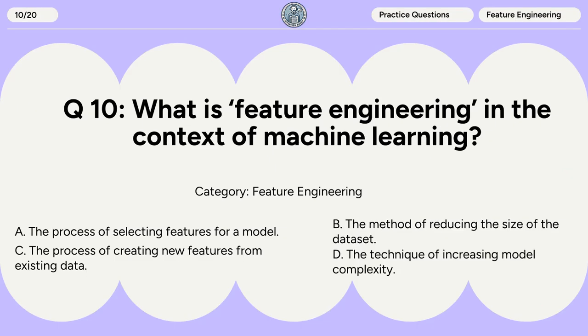Question 10. What is feature engineering in the context of machine learning? A. The process of selecting features for a model. B. The method of reducing the size of the dataset. C. The process of creating new features from existing data. D. The technique of increasing model complexity.